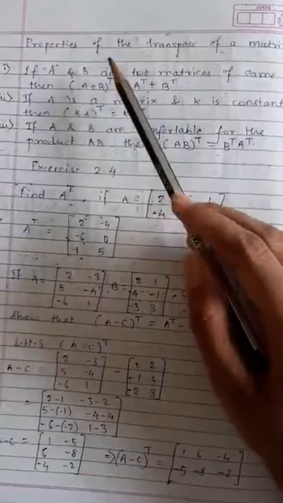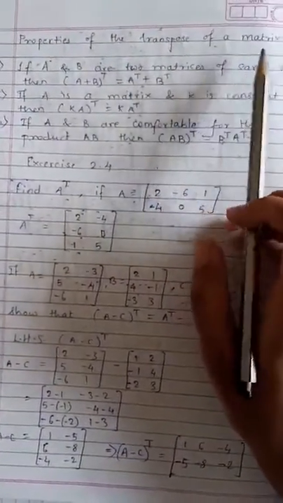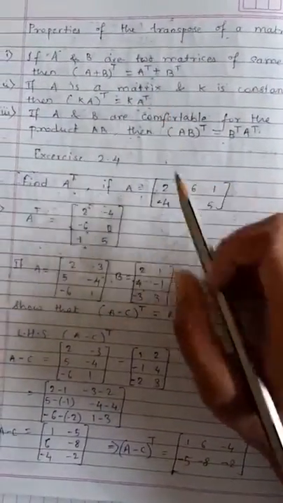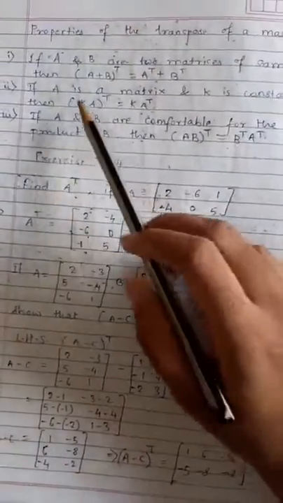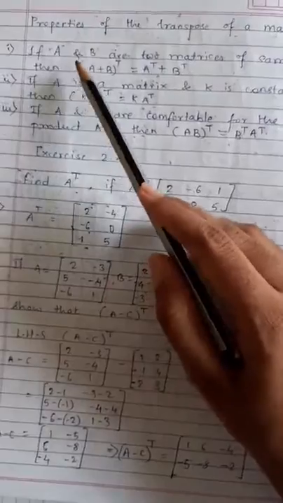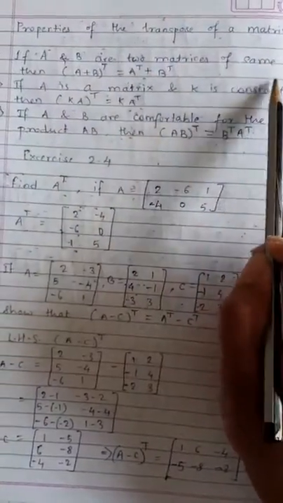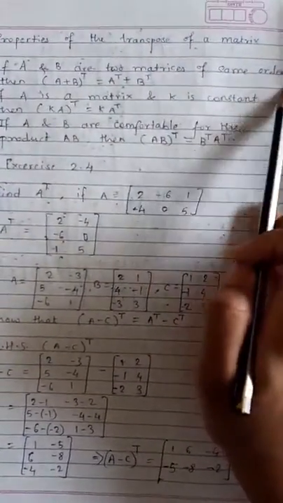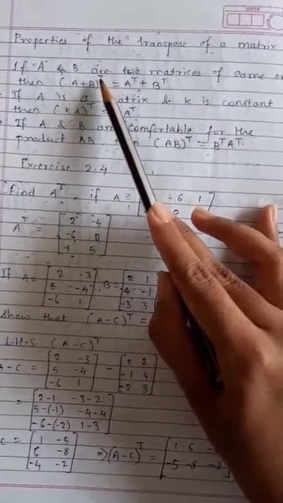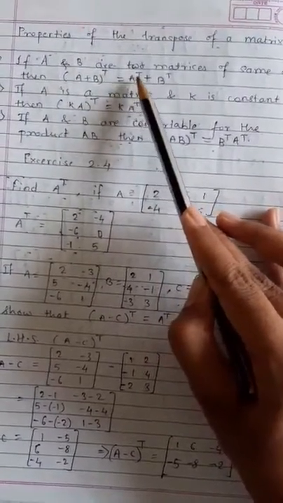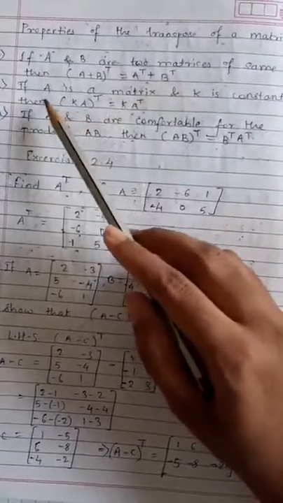Now next, properties of the transpose of a matrix. So let us see first what the properties are. If A and B are two matrices of the same order, then (A plus B) transpose is equal to A transpose plus B transpose.